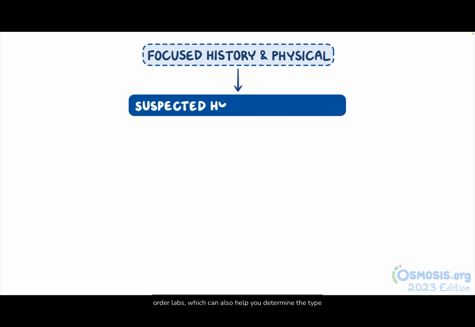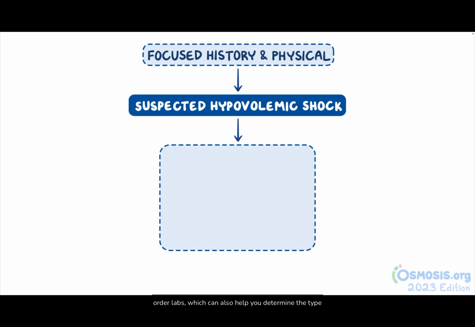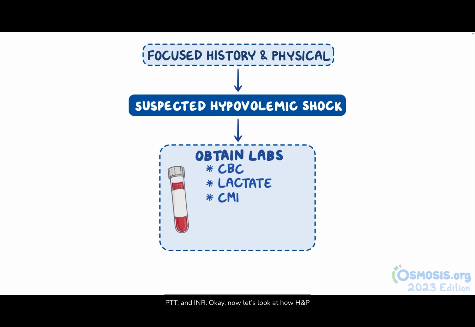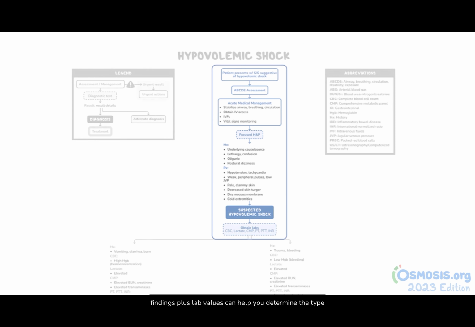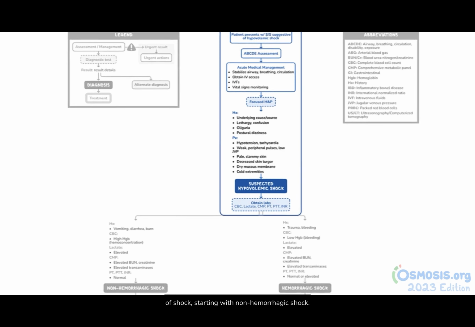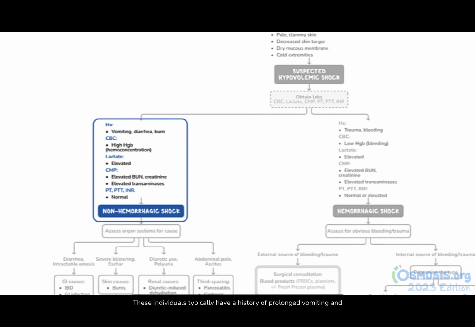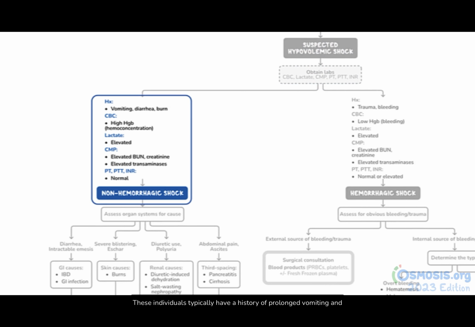If you suspect hypovolemic shock, the next step is to order labs, which can also help you determine the type of shock. These include CBC, lactate, and CMP, as well as PT, PTT, and INR. Okay, now let's look at how H&P findings plus lab values can help you determine the type of shock, starting with non-hemorrhagic shock.